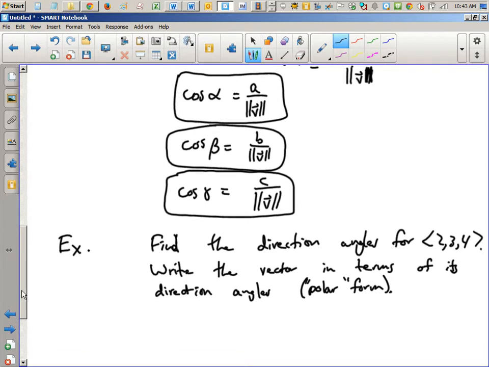Okay, this is very, very easy. To get your alpha, you're going to go cos alpha equals 2 over rad 29. To get the beta, you're going to go cosine beta is 3 over root 29. Then it'll be cosine gamma is 4 over root 29. See? That's not hard. Let's get the calculator going.